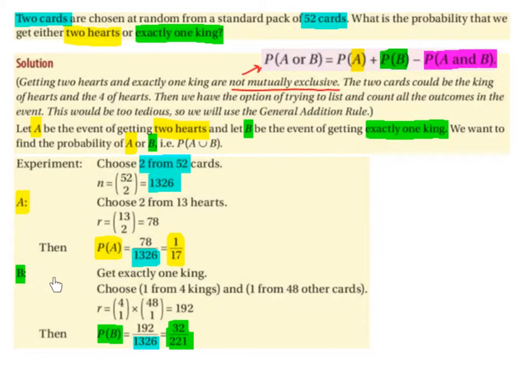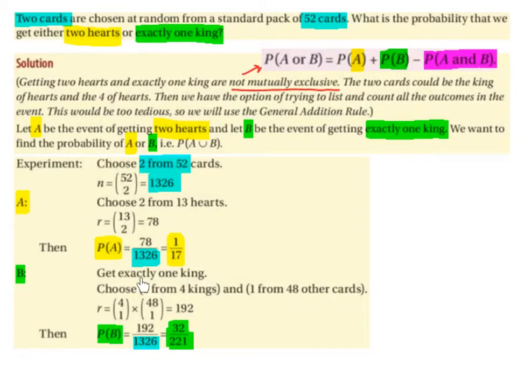Event B is that we get exactly one king. So that means choose 1 from 4 kings and 1 from 48 other cards. Because remember, we're asked to choose 2 cards. Again, you have to know off by heart that there are 4 kings in a standard pack.